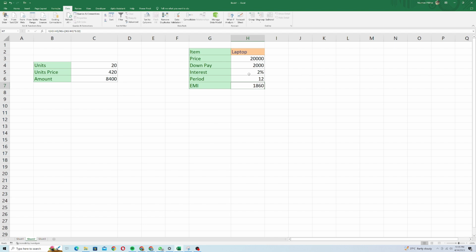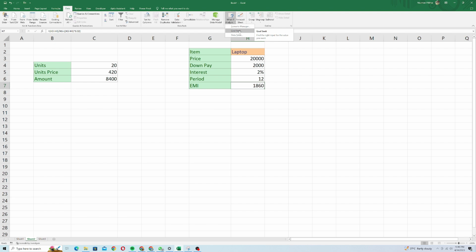To do so, I will just go back to the goal seek function, and here I will set the to value to 1,500, and first of all I will be changing the down payment cell. So now you can see that if I pay a down payment of approximately 5,484, I could get this laptop on a monthly installment of 1500.